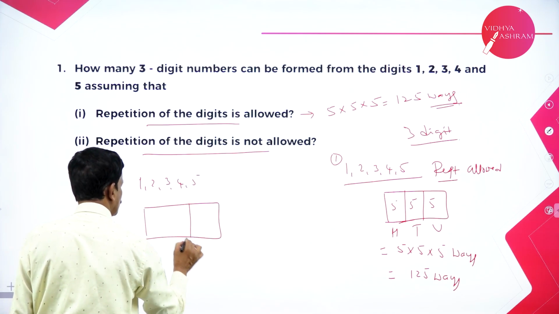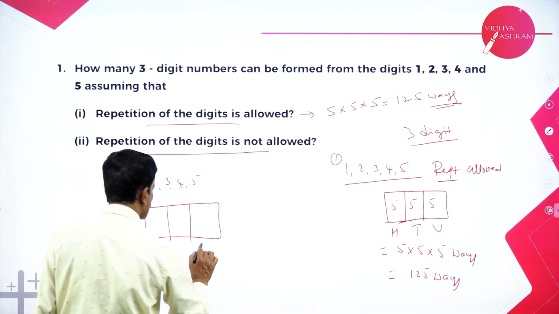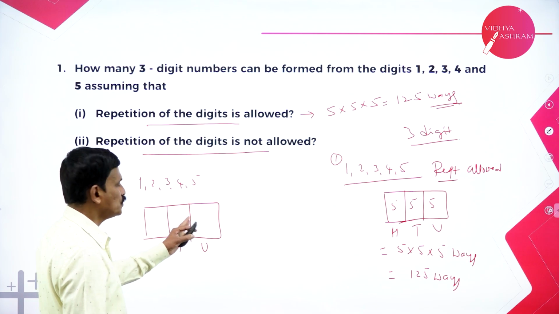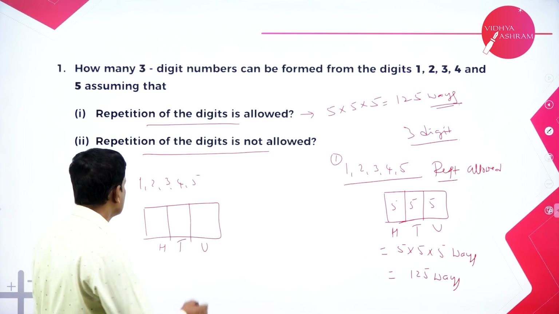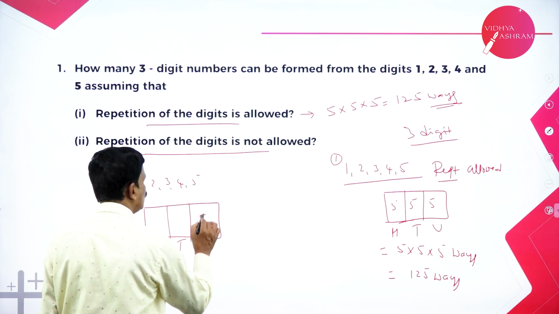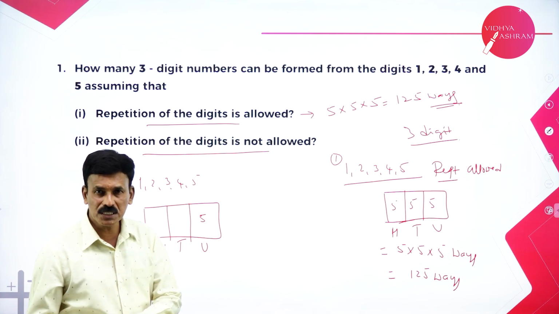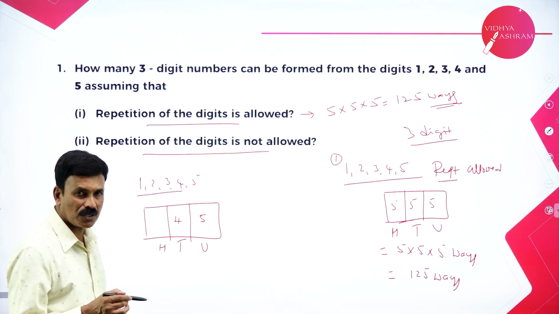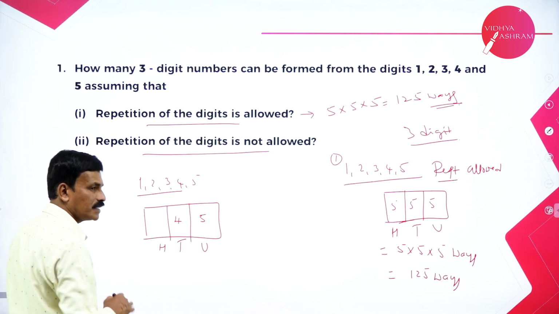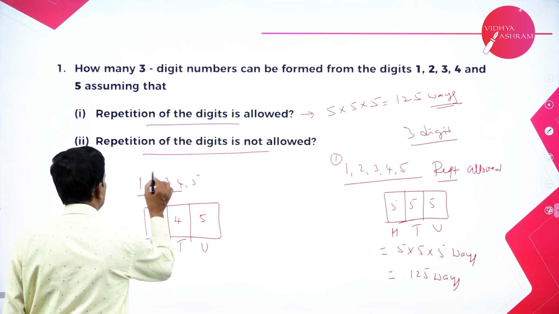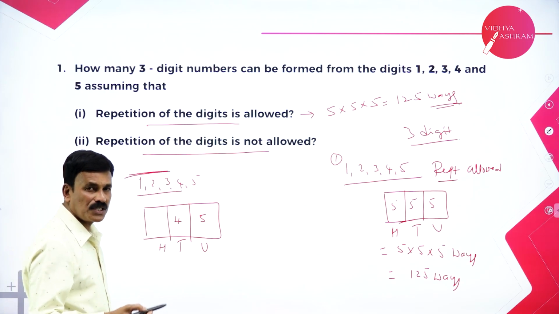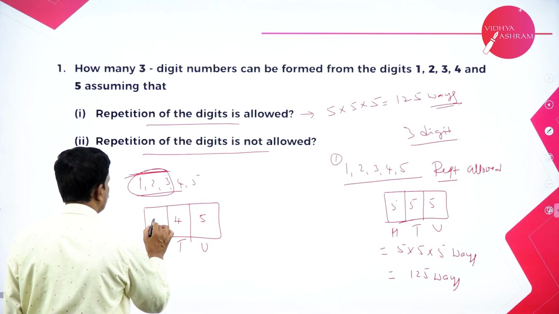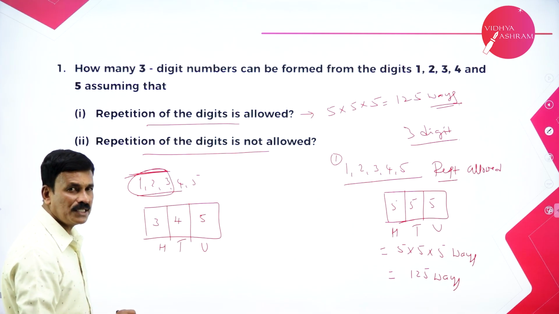So we are going to form a 3 digit number. This is unit, 10th, 100th. You can fill the unit place with any one of these 5 numbers, so that can be filled in 5 ways. If the repetition is not allowed, then the remaining 4 numbers can be filled in the 10th place. And then the remaining 3, what are the elements left? If there is no repetition, only 3 numbers are left. These 3 numbers can be filled in the 100th place in 3 ways.